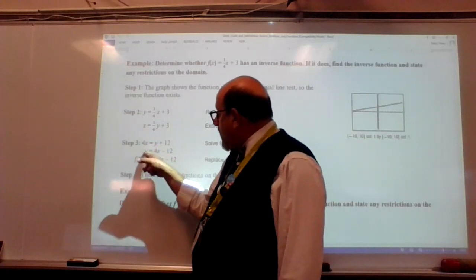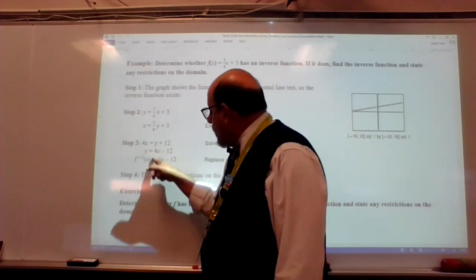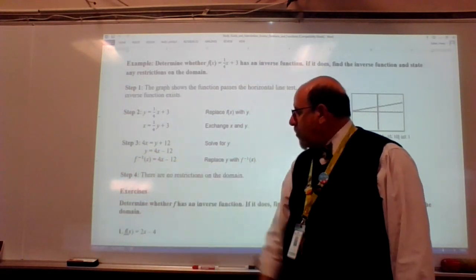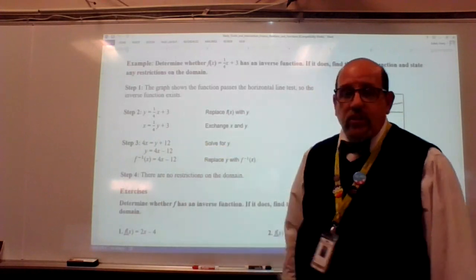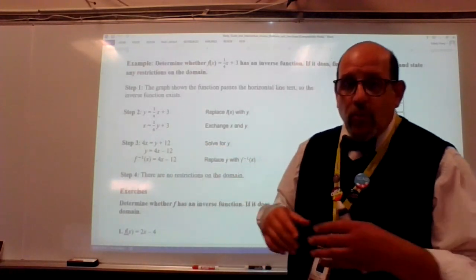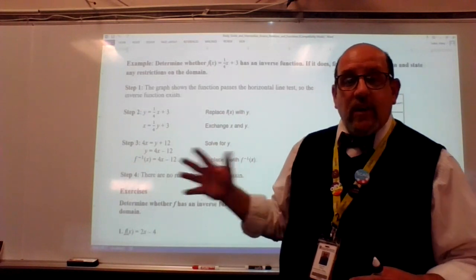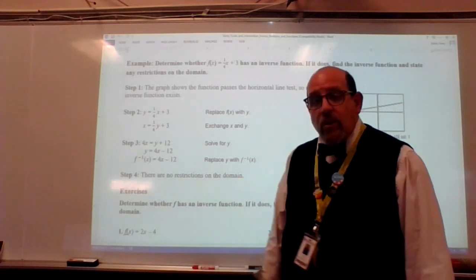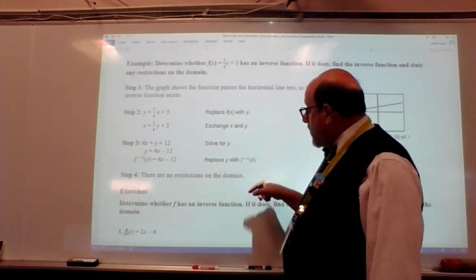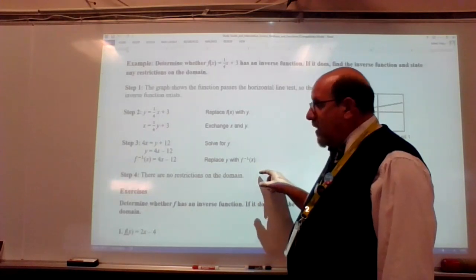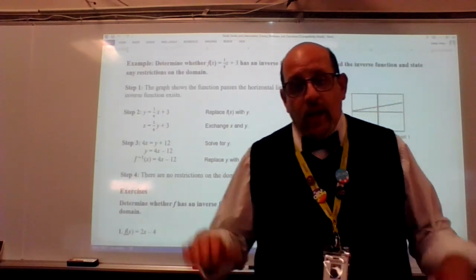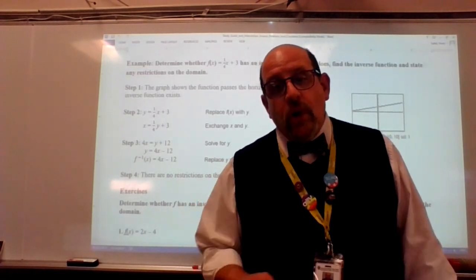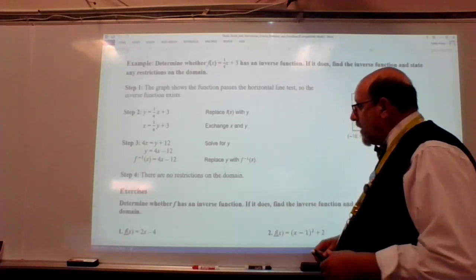Since we have a y here, we replace it with f inverse of x equals 4x minus 12. Are there any restrictions in the domain? Can we put anything in there that doesn't exist? No, so there are no restrictions in the domain. We could say the domain is negative infinity to positive infinity, with parentheses around it, and we would be set.